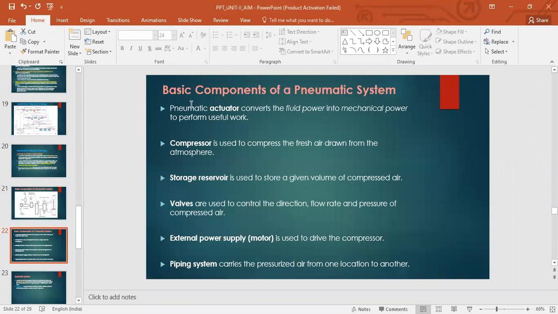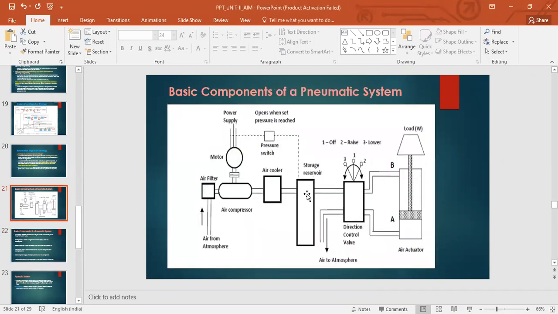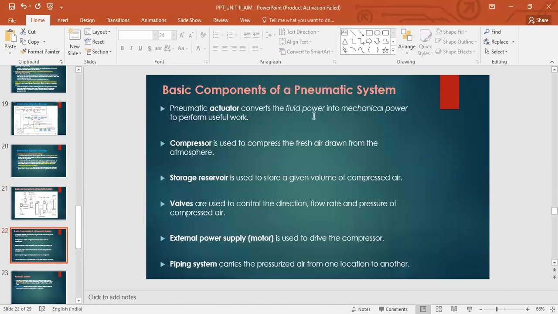You see, the pneumatic actuator, what does it do? It converts the fluid power into mechanical power to perform useful work. That's what the actuator is supposed to do, right? To actuate or to perform. So how does it do it? It converts the fluid power into mechanical power. So you see that compressed air has fluid power, right? So we are converting that fluid power into mechanical power. So that actuator does it.